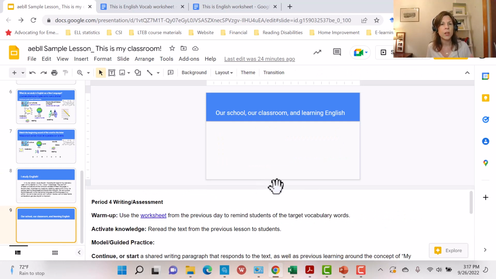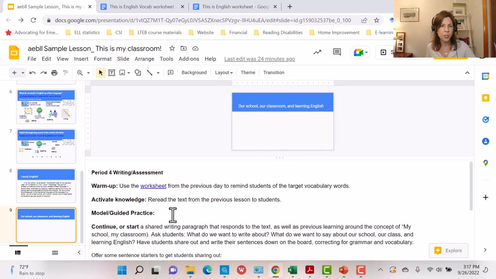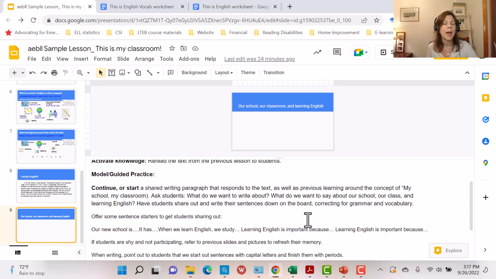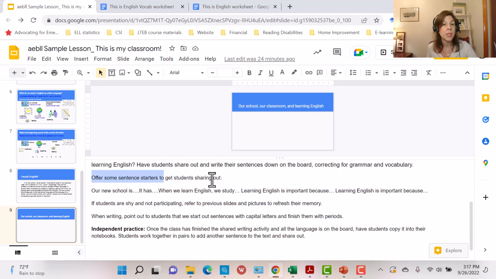Okay, so here I've given you some very specific instructions around the shared writing. You can offer some sentence starters to get students writing, sharing out. Our new school is, it has, when we learn English, we study, okay? So again, this is modeling and guided practice. They're not ready to write their own paragraphs yet, okay? However, let's test them just a little bit.